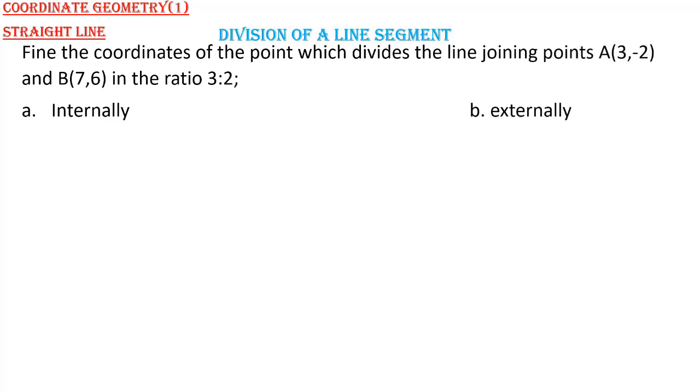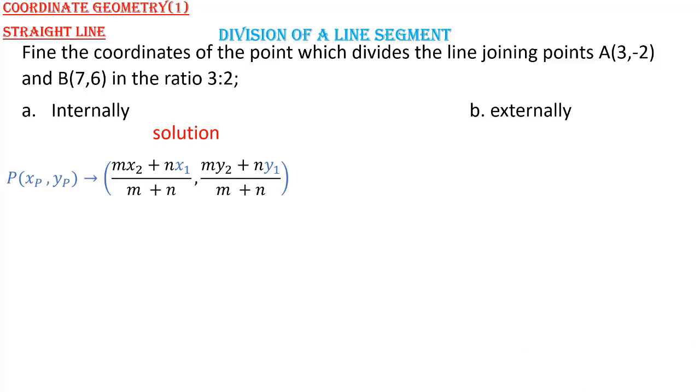Find the coordinates of the point which divides the line joining points A and B in the ratio 3:2, A internally, B externally. So we start with the internal. Solution. For the internal, this is our formula as we proved over there. Now we know that our ratio is 3:2. That's our m and n. So our m here is 3 and our n here is 2.